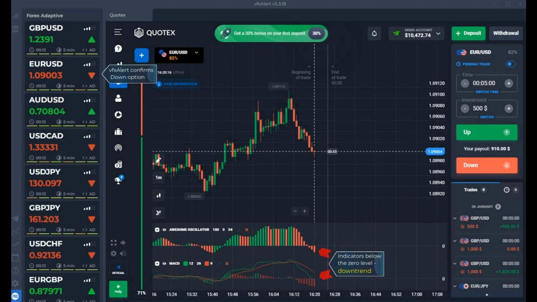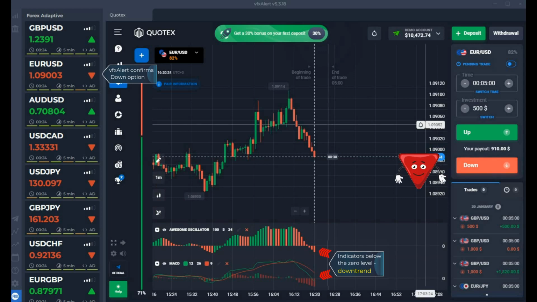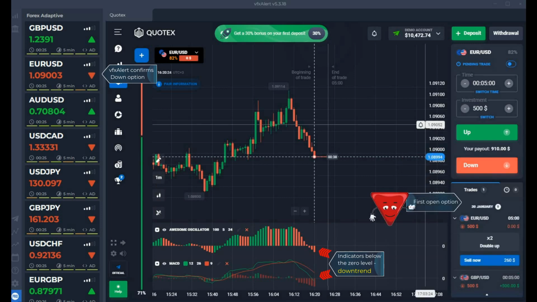We start trading. Strong downtrend on the chart. Downward breakdown of the zero level awesome. Second confirmation from vfxAlert. Open down option.